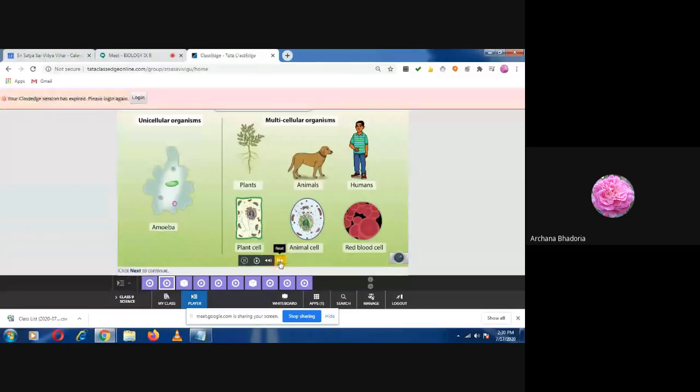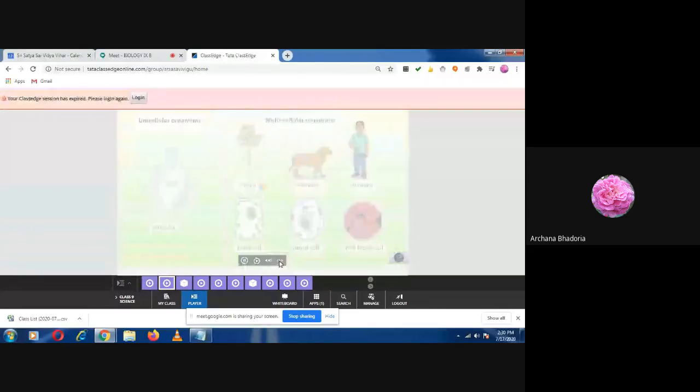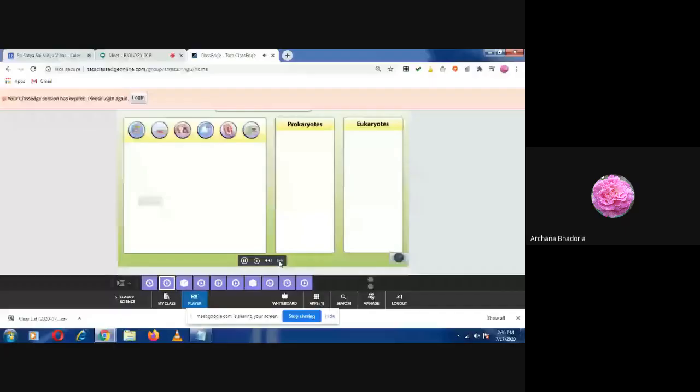Here are some examples of prokaryotes and eukaryotes. Let's see these correctly. Can you tell me these examples? The figure which is there.